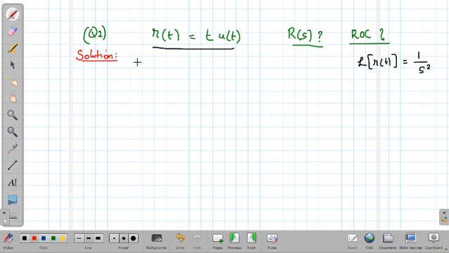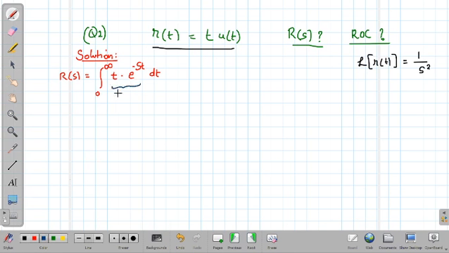Okay, so by definition, the Laplace transform R(s) of the unit ramp is given by the integral from 0 to infinity of x(t) e^(-st) dt. Here x(t) is r(t), which is t times u(t), so you can write it as t. Okay, so this is R(s).